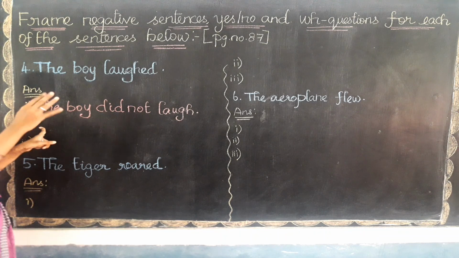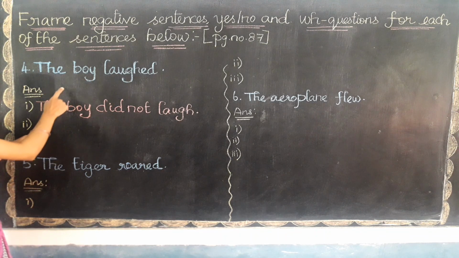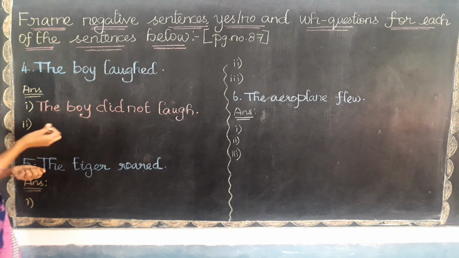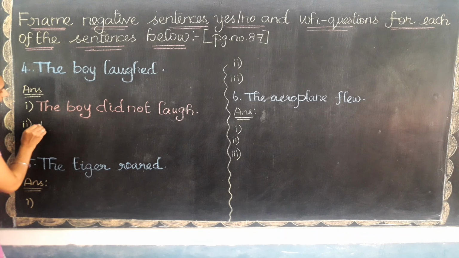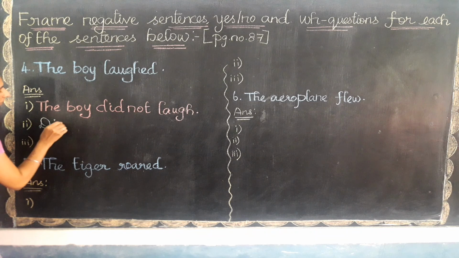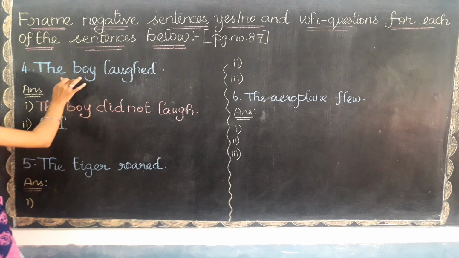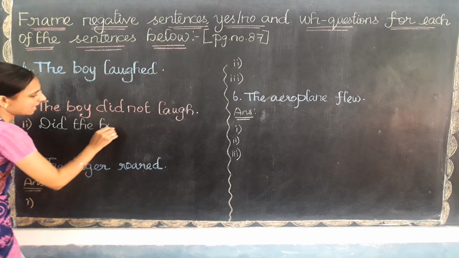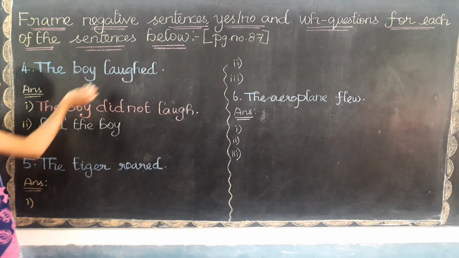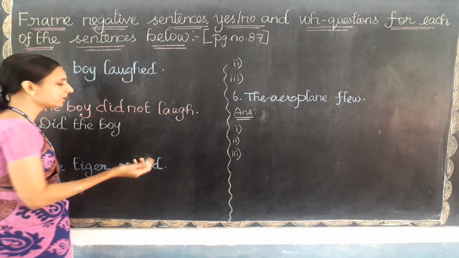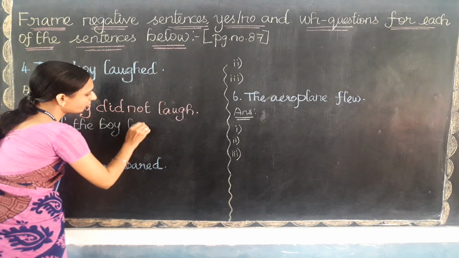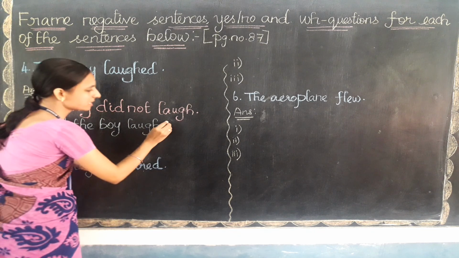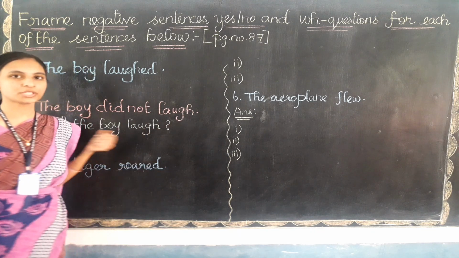Let's frame yes or no question for this sentence. The boy laughed. So what we need to write first? Very good. We need to write the did first. Then the subject, that is the boy. And then the base form of the laugh. What is the base form of the laugh? That is laugh. L-A-U-G-H only. And it should end with question mark, because it is a question sentence.